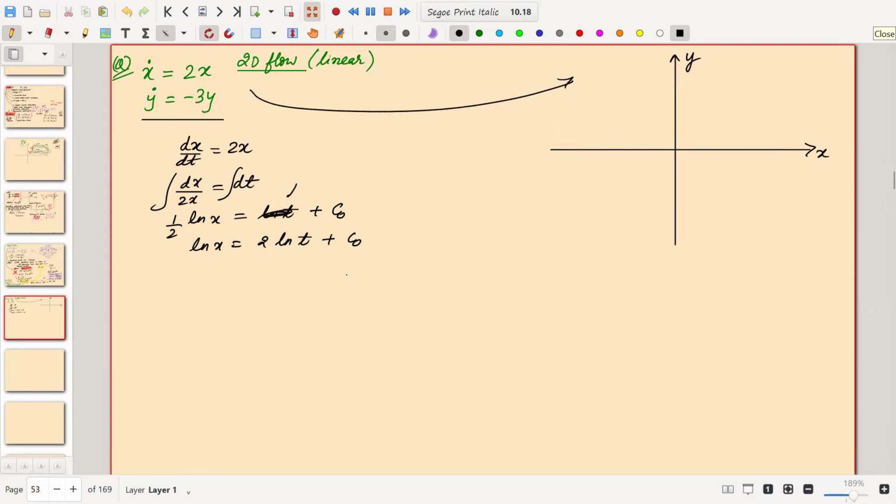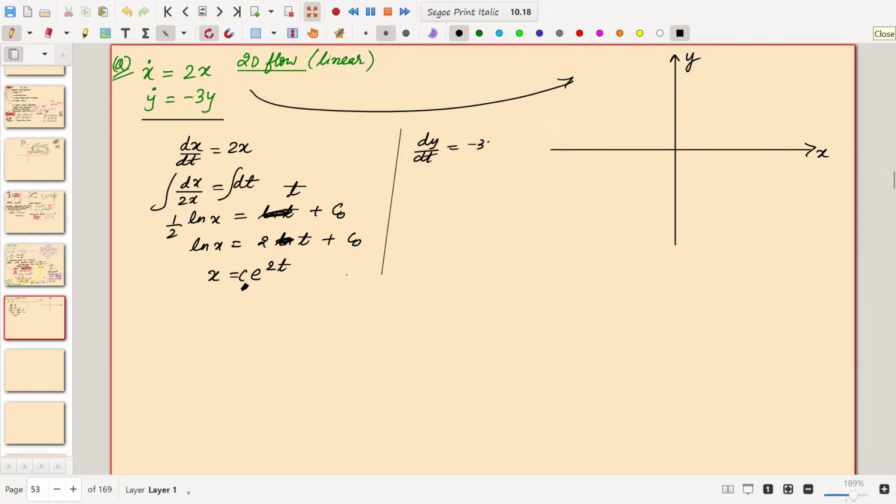Sorry, this should be t, right? This should be t, no? Okay. What should be? X equals some constant c times e to the power 2t, right? Do you agree? Yes.